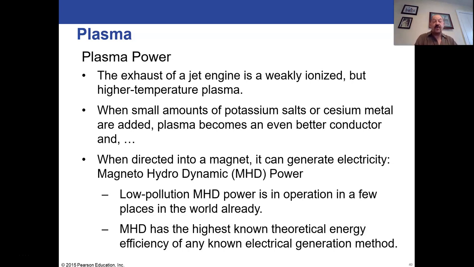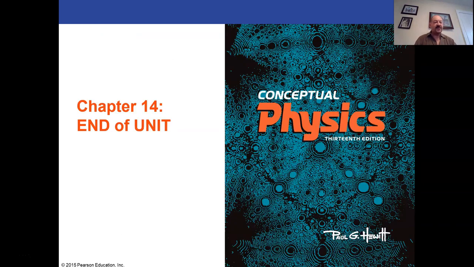MHD has a theoretical limit of 60%, and people are typically finding between 50 and 60% efficiency. So not quite double what a coal plant would, but at much higher efficiency. So it's a possible source of very readily available energy that is relatively low polluting to the environment for the future. And with this, we'll stop here.